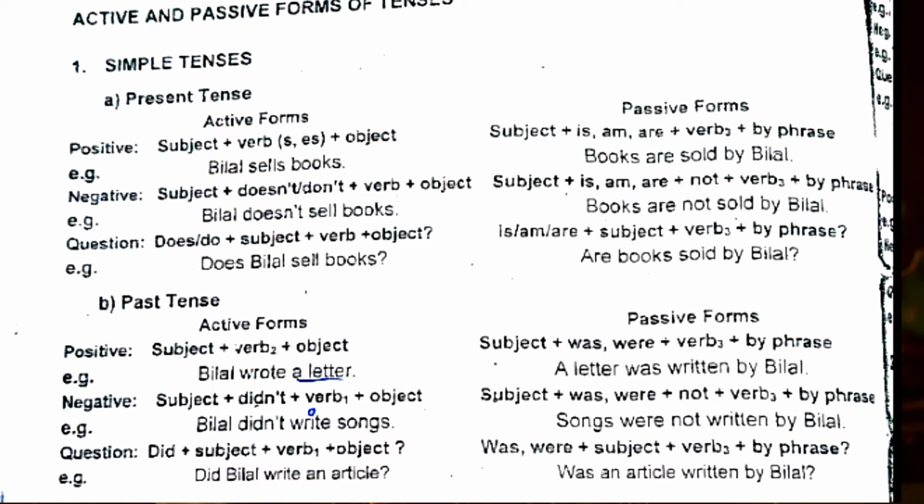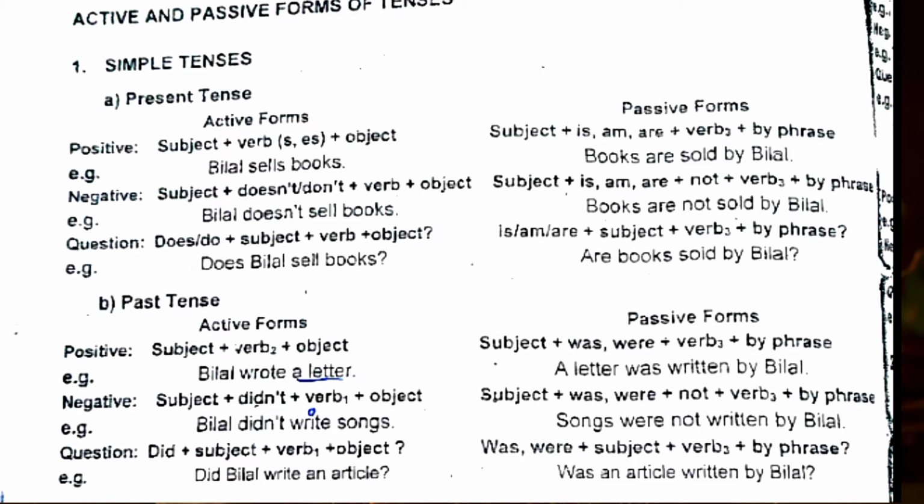Simple present tense negative structure: subject plus does not/do not plus verb plus object. So what is the negative structure in the passive sentence? It is subject plus is/am/are plus not plus verb third form plus by phrase. Bilal doesn't sell books. Books are not sold by Bilal. Got it?